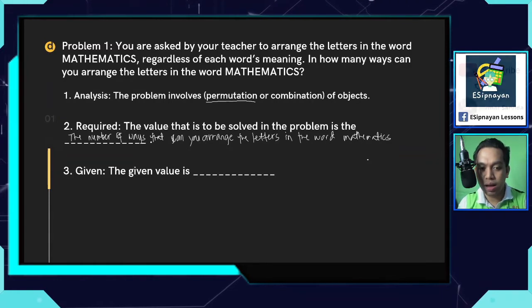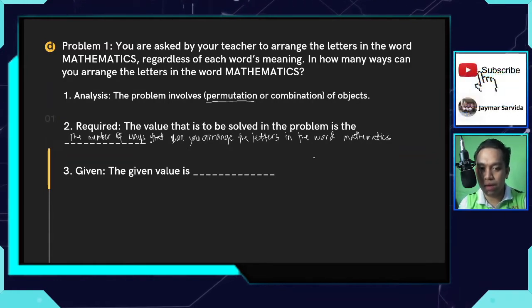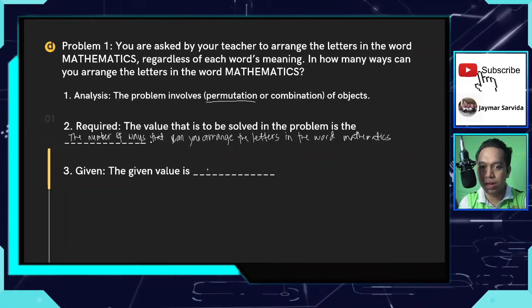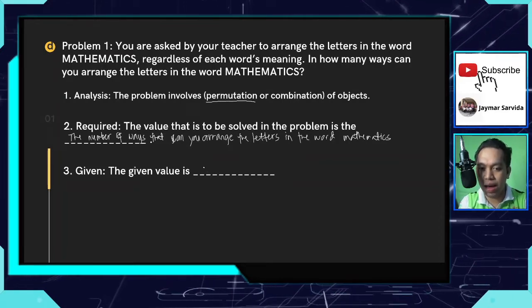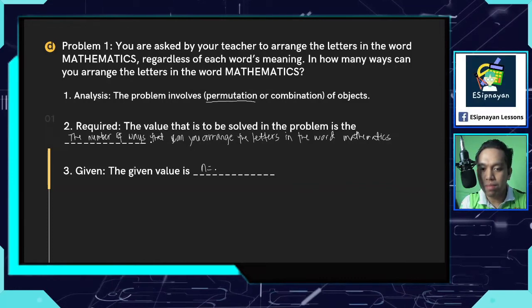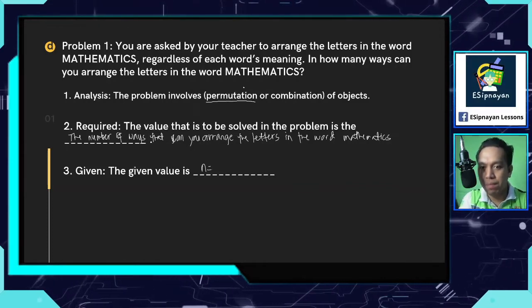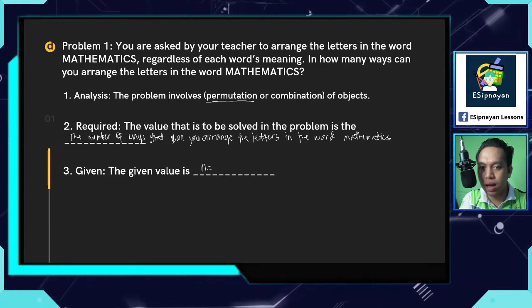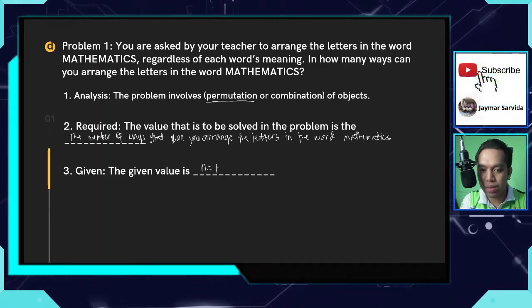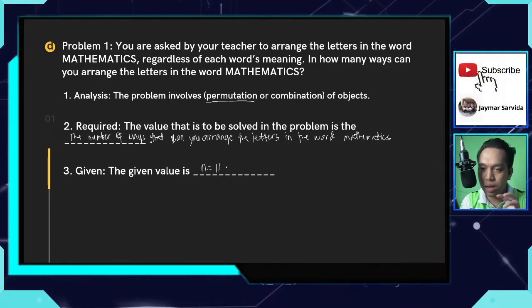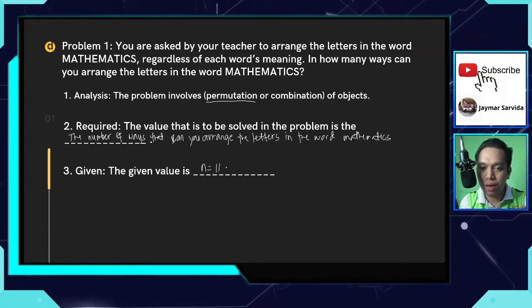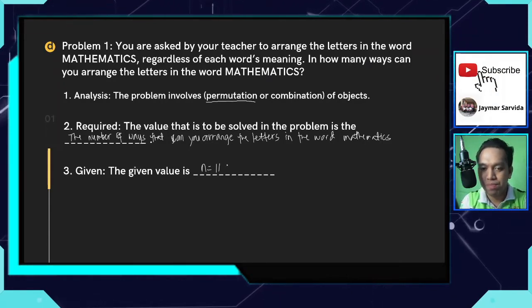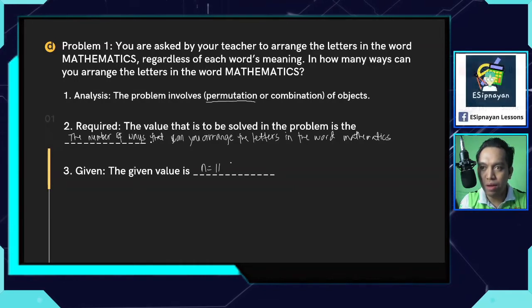Next, given. So identify the given. The given value is the number of letters in the word mathematics. So ito yung ating n. So ilan ba yung letters ng word na mathematics? 1, 2, 3, 4, 5, 6, 7, 8, 9, 10, 11. And then, since it is distinguishable permutation, may mga nagre-repeat dito na mga letters. So identify natin kung ilan yung mga letters na nagre-repeat or paulit-ulit.